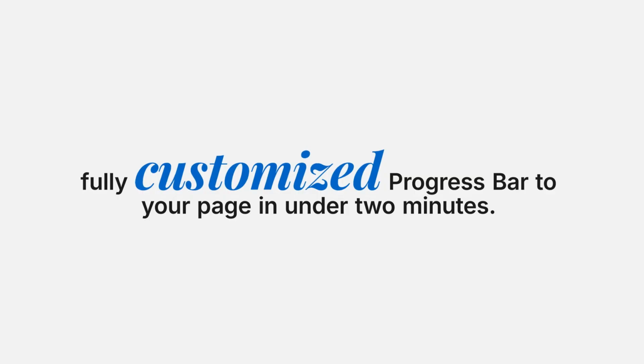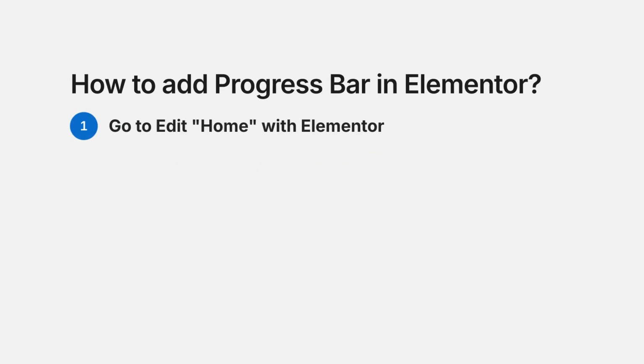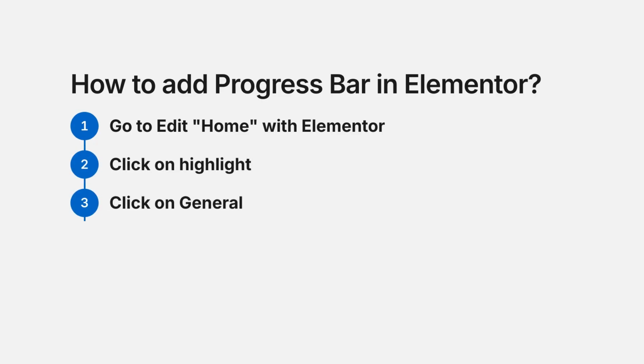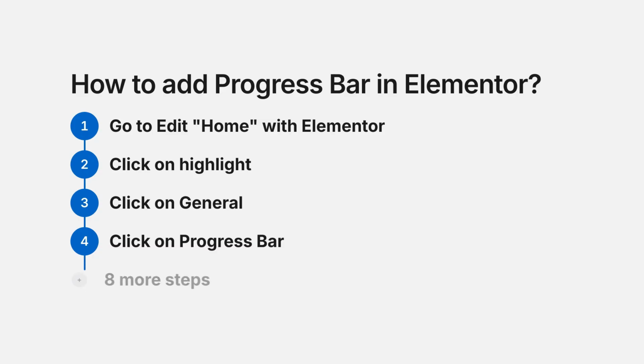Struggling to find the progress bar widget in Elementor's crowded panel? You'll add a fully customized progress bar to your page in under 2 minutes. Follow these 12 simple clicks, from opening the homepage editor to styling and advanced settings, and your progress bar will be live.